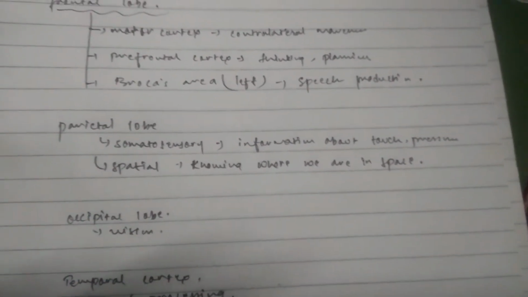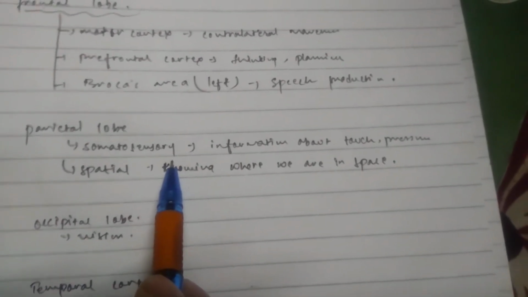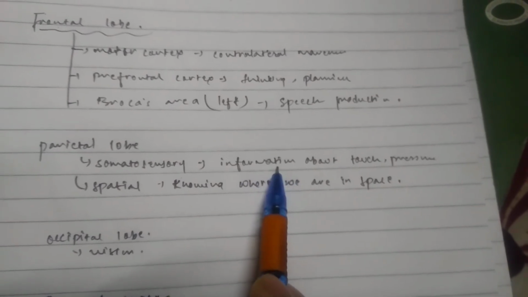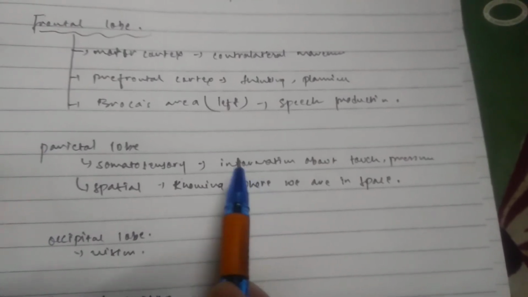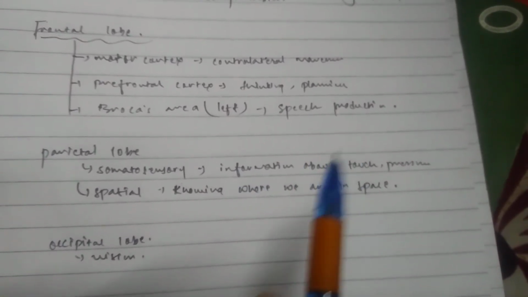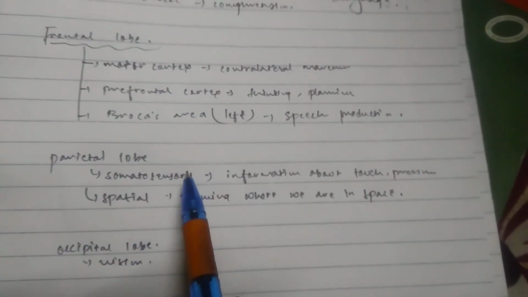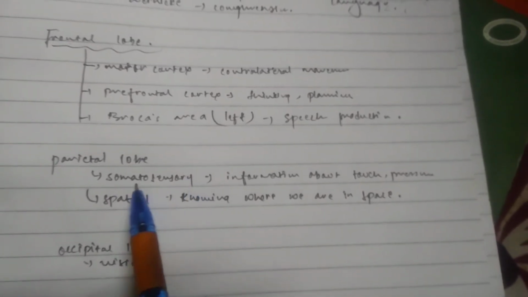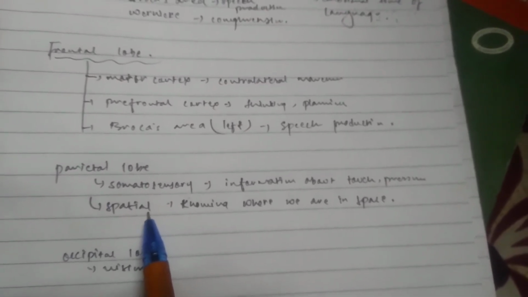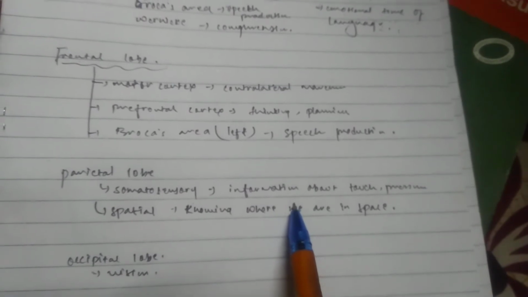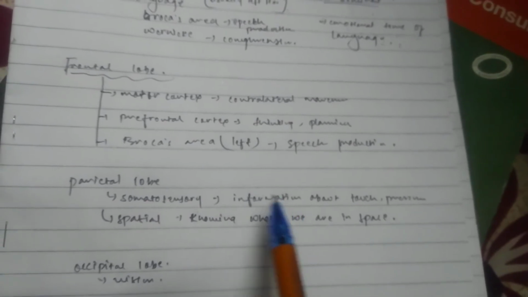The parietal lobe. The parietal lobe has the somatosensory area. Somatosensory area means the information about touch and pressure. For example, if you want to get a cup of coffee, then if you move your hand, it is from motor cortex, and when you know about the touch pressure of the cup, it is from somatosensory cortex. And spatial means the space, knowing where we are in space. It means that when you are getting a cup of coffee, you know how much distance you have to move.